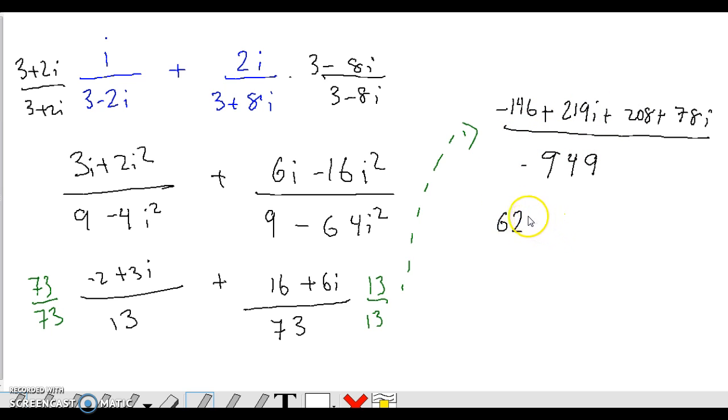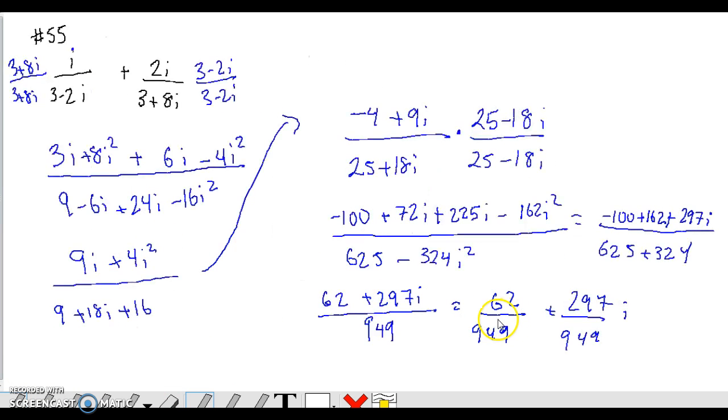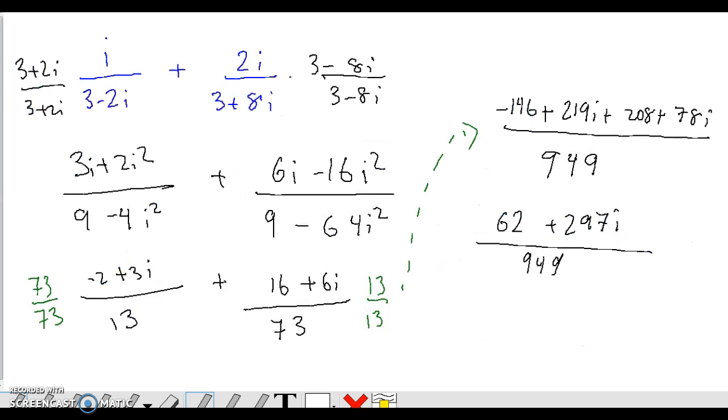And then 219 plus 78 should be the 297, which it is. There's not supposed to be a negative right there. Don't know why I put that there. And 949. And that should have been the same thing that we got right here. So this problem, two different ways that we can solve it, and still produces the same exact result.